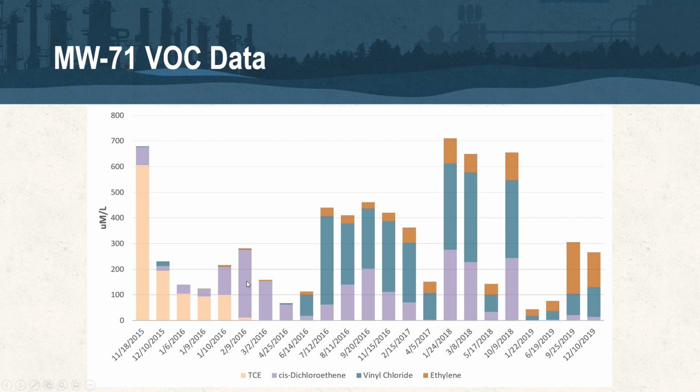Then we have our DCE being generated, vinyl chloride following, and that's really been the majority of the project, dealing with this DCE and vinyl chloride. But we are finally starting to see that come down to where we have very little cis, some vinyl, and continued strong ethylene generation with one application of the technology back in 2015.